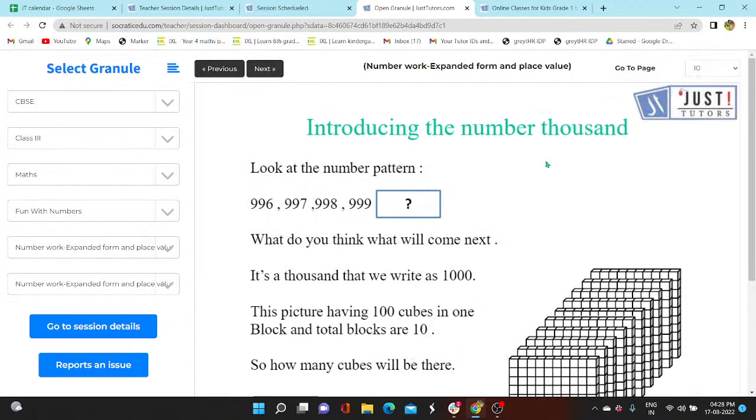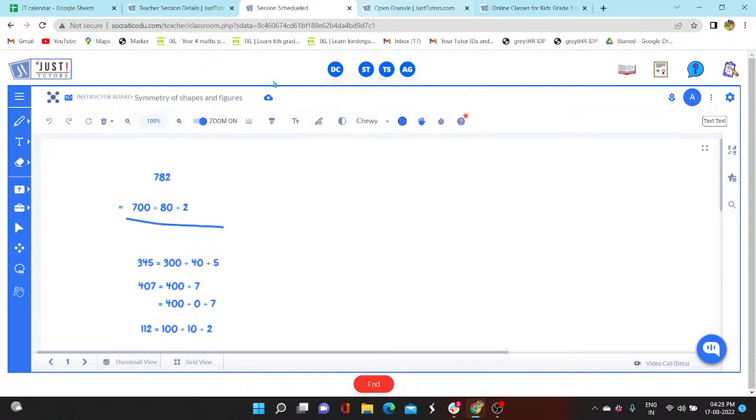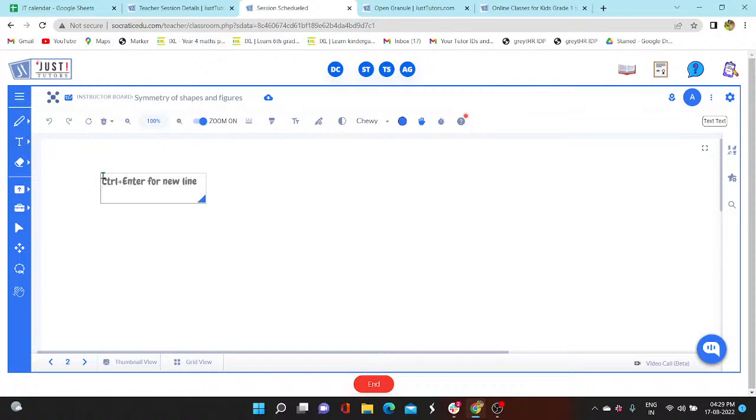So now let's come to a bit of practice questions related to place value chart. Let's say we have to write the place value of the underlined digits in these numbers. So I'm writing a few numbers.